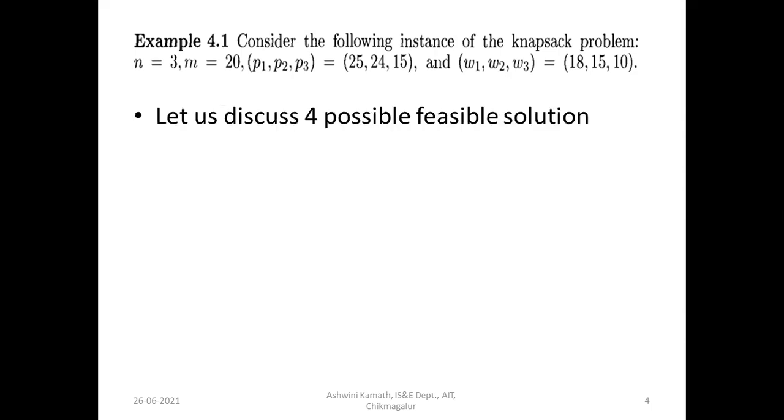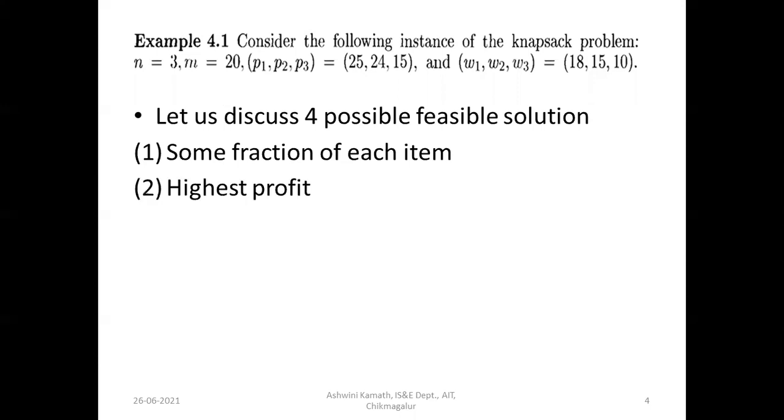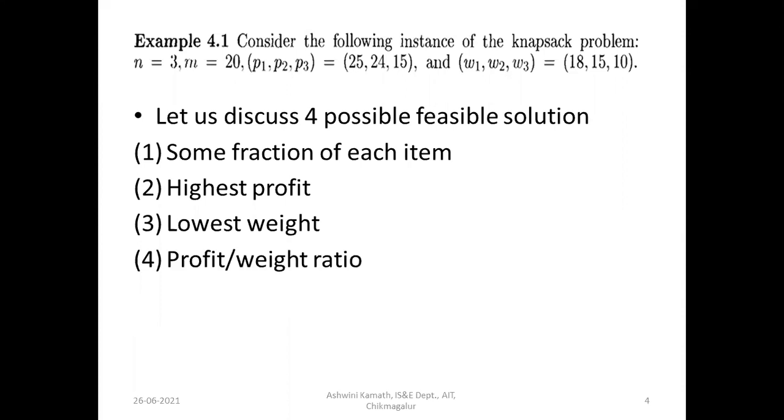So let us discuss 4 possible feasible solutions. First one is some fraction of each item. Some fraction of each item will be added into the knapsack. Second one is every time we consider the highest profit item. The highest profit item will be added completely into the knapsack. Then the second highest will be considered. Then the third highest, like that. Then the third one is the lowest weight item will be added into the knapsack. Then the second lowest, then the third lowest. So it will continue.